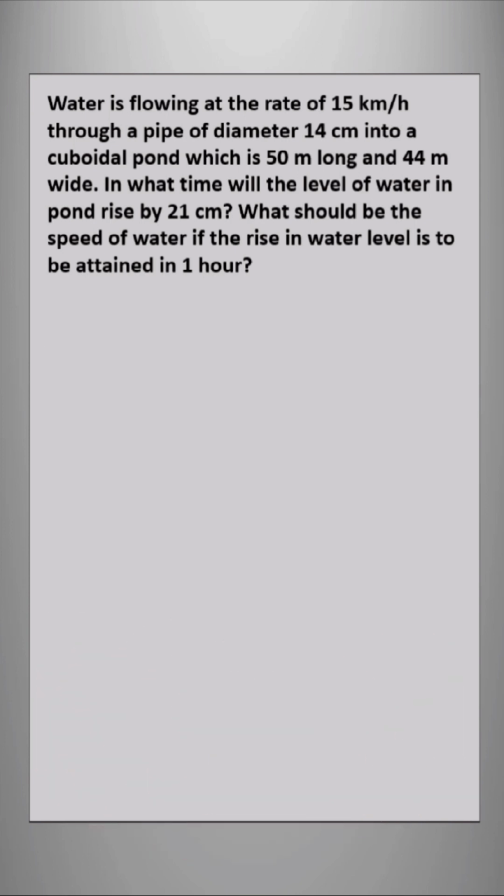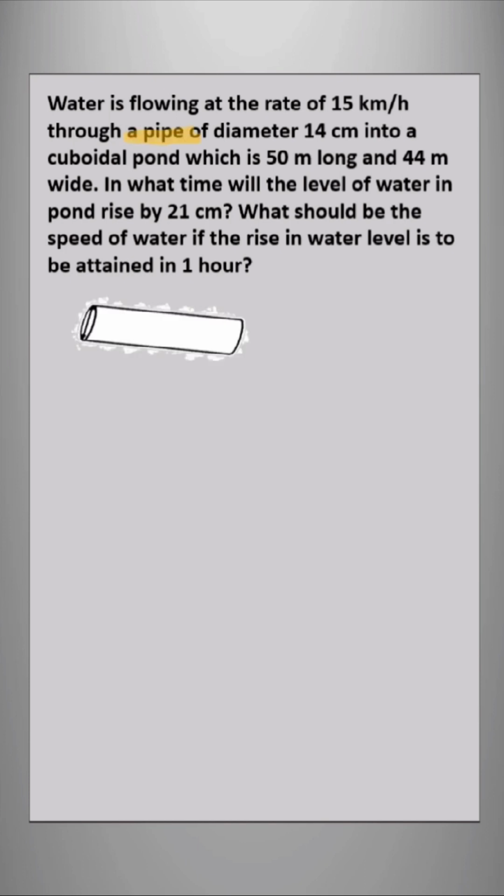The first among this is: water is flowing at the rate of 15 km per hour through a pipe of diameter 14 centimeter into a cuboidal pond which is 50-meter long and 44-meter wide. At what time will the level of water in the pond rise by 21 centimeter? What should be the speed of water if the rise in water level is to be attained in 1 hour?